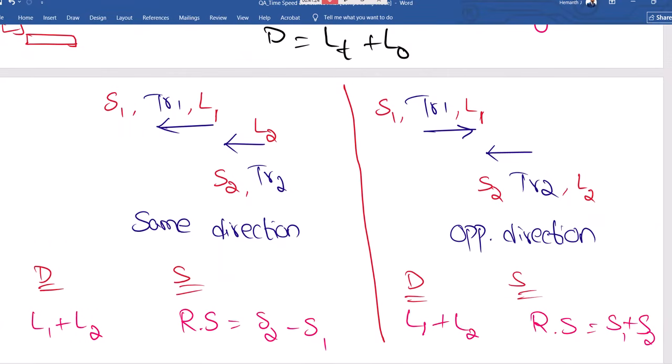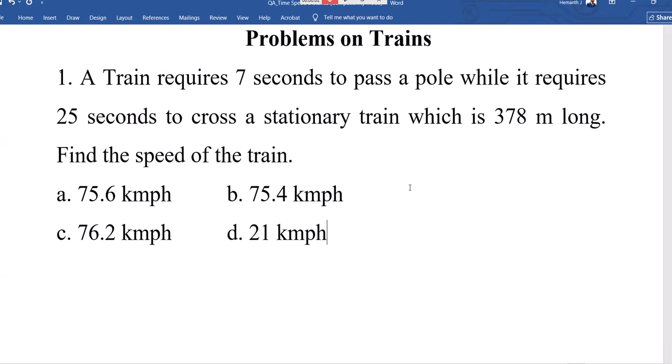Both cases, L1 plus L2 only, but what's different is the speed. Opposite direction speeds are added, same direction speeds must be subtracted. This question they've given: a train requires 7 seconds to pass a pole, while it requires 25 seconds to cross a stationary train which is 378 meters long. Now the question is to find the speed of the train.